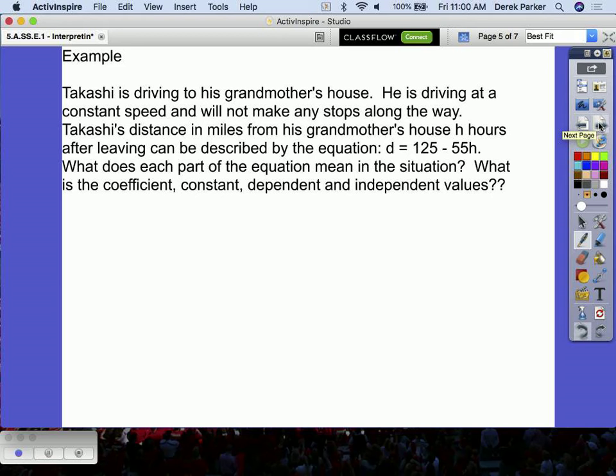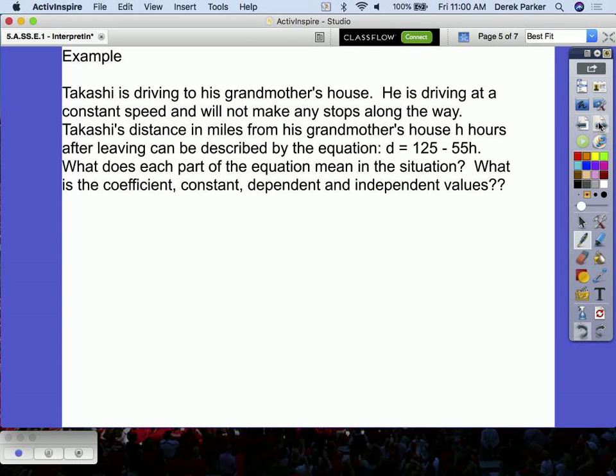Takashi is driving to his grandmother's house. He is driving at a constant speed, and will not make any stops along the way. Takashi's distance in miles from his grandmother's house, h hours after leaving, can be described by the equation d equals 125 minus 55h.